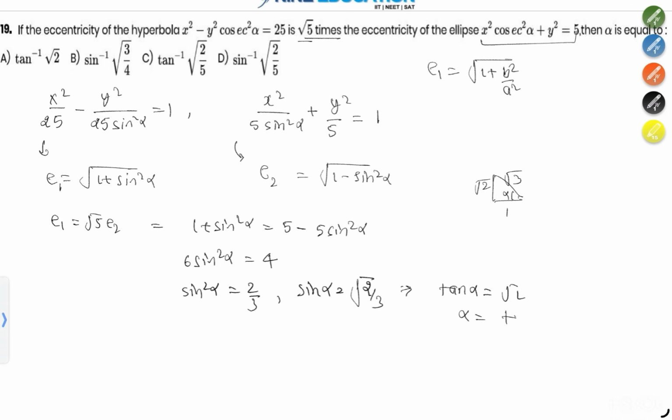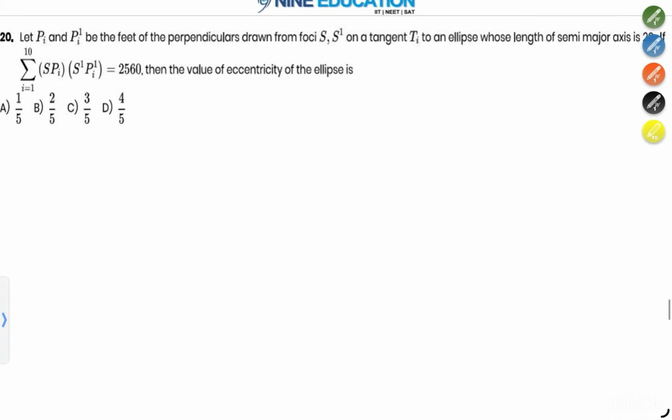So we get alpha is tan inverse root 2 that we will get. So A must be the correct answer regarding this question. Let us see question number 20.